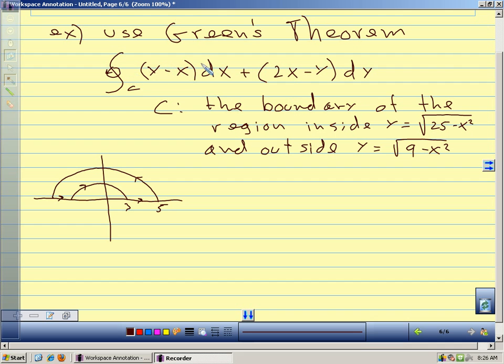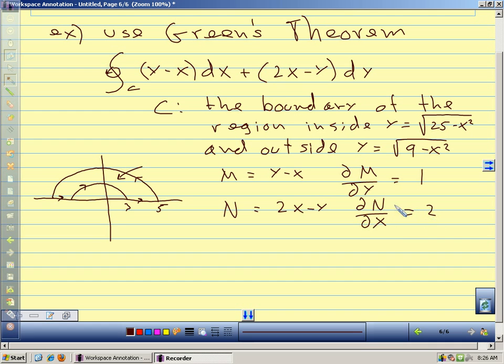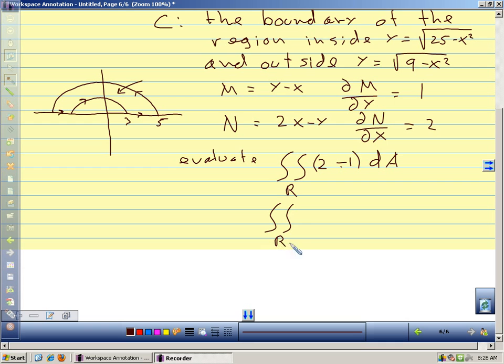We have this function, m dx plus n dy. We have a simple closed curve bounding our region. So our region is in here. m, in this case, is y minus x, so dm dy is 1. n in this case is 2x minus y, so dn dx is 2. So we need to evaluate the double integral over our region of dn dx minus dm dy, 2 minus 1, dA. So what we're evaluating is the integral over our region of dA. What's a double integral of dA?